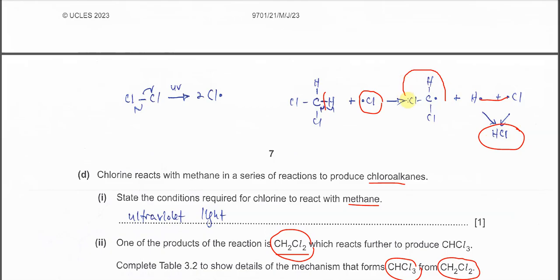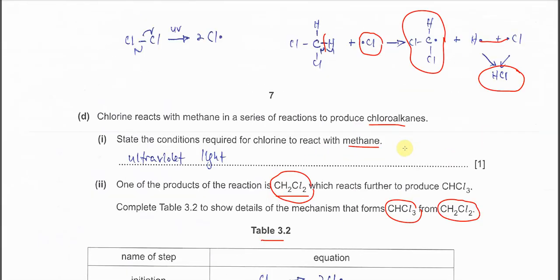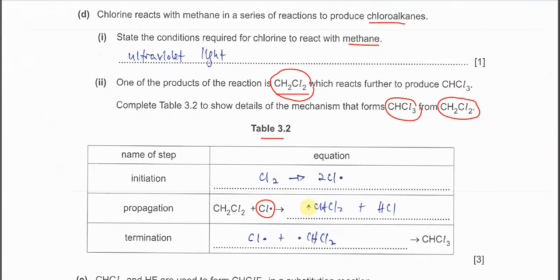So this is the new radical that is produced. It means this one, CHCl2. It's actually better to put the dot beside the carbon, because the carbon is with the radical, with the unpaired electron. And HCl, I already explained just now. This is a propagation, meaning a radical forms another radical.